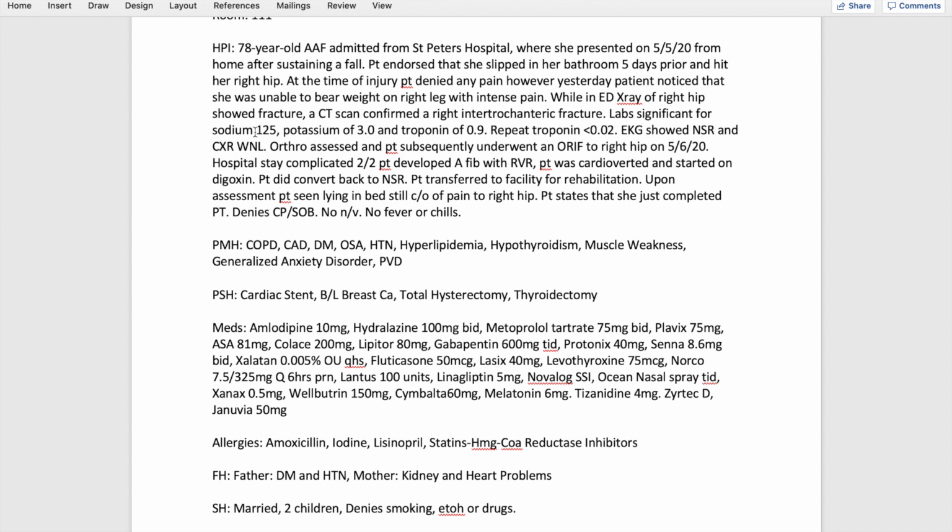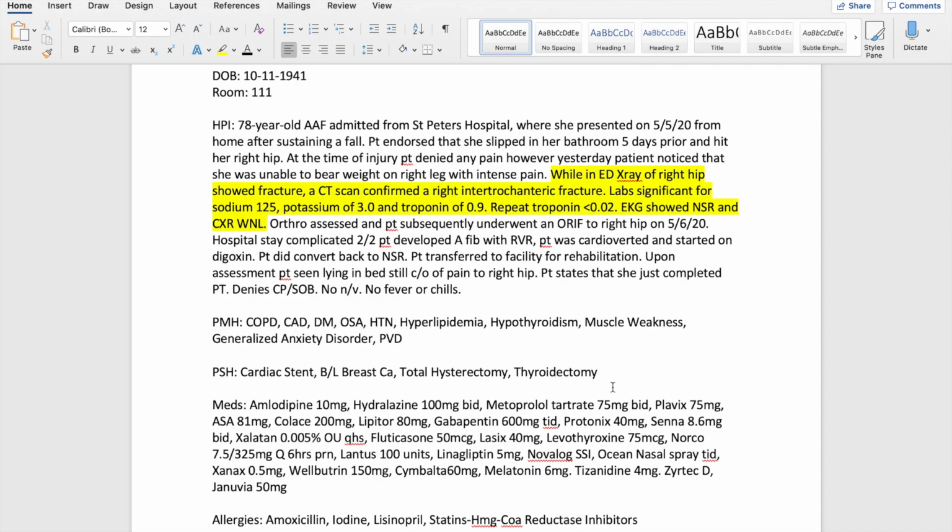So since the patient fell at home, I like to put the tests that were conducted when the patient went to the hospital, and I also like to put pertinent labs. If the labs were either critically high or critically low, I like to list it. So for here, as you can see by the highlighted part, I put that in the ED, an X-ray of the hip was done and it did show a fracture, and then a CT scan was done and confirmed that the patient did have a right intertrochanteric fracture.